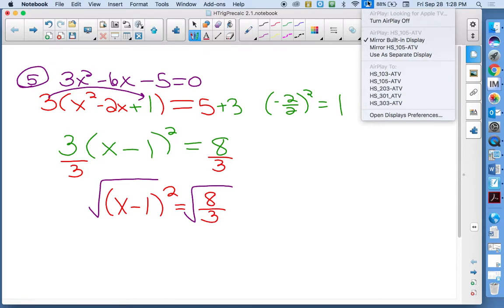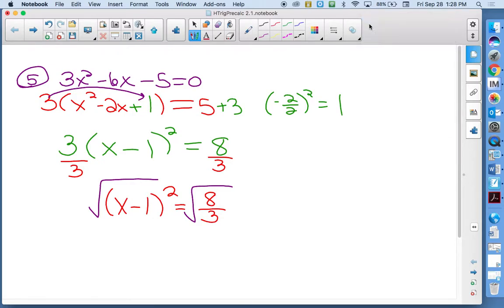So you take the square root of both sides, because our goal is to get the x squared out of the problem.